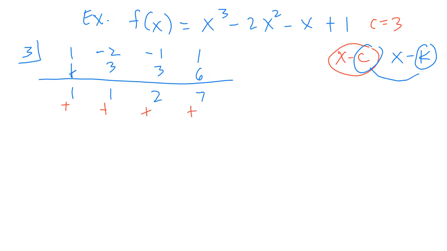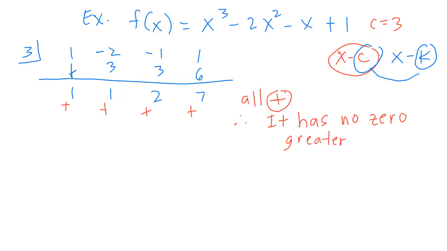So we can make a conclusion. All positive signs. As you can see, that's all positive signs. So therefore, the f of x has no zero greater than 3. Okay, so that's our conclusion. And that's from the boundedness theorem.